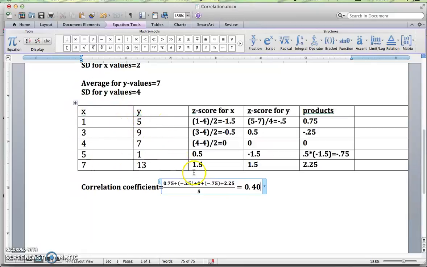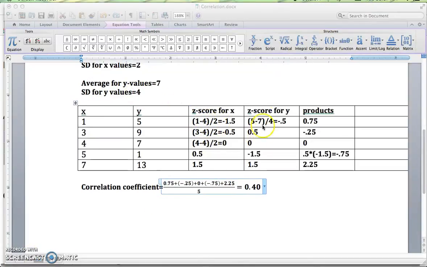So once again, a quick recap. This column right here is the z-score for the x value that requires you to take the x value, subtract the average, divide by the standard deviation. And this column is the z-score for the y values. Again, take the y value, subtract the average, divide by the standard deviation of the y value. And so that's that column. And then this column is the products of these z-scores. Z-score for x, z-score for y. So negative 1.5 times negative 0.5 is positive 0.75. So you multiply these numbers, you get that number, etc.